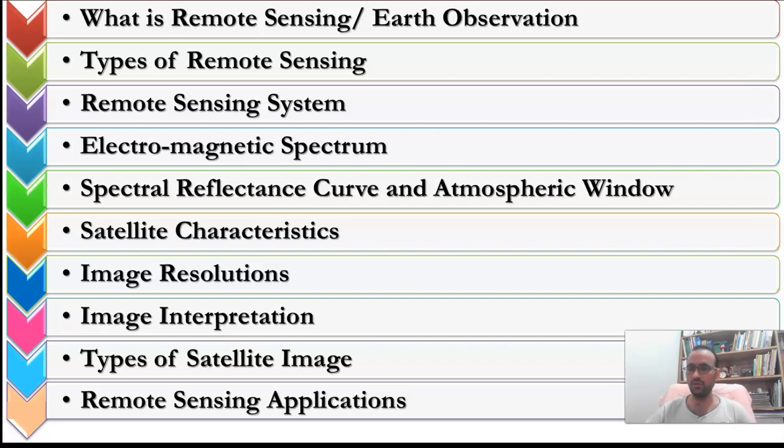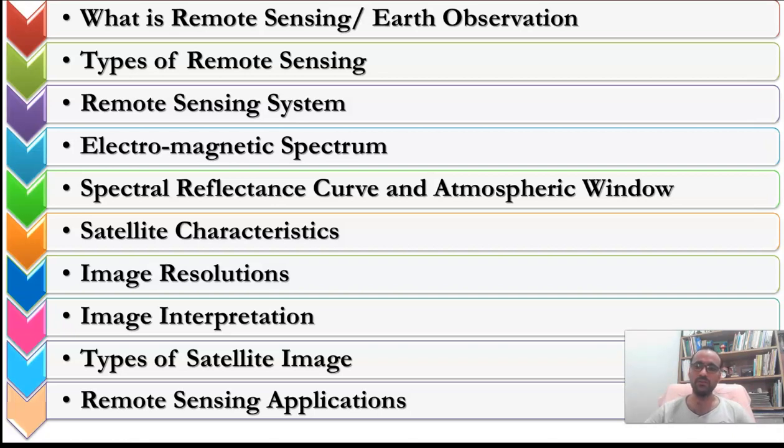Then I will introduce you to the electromagnetic spectrum and what spectrum we can use in remote sensing or different types of remote sensing. And then the most important part, the spectral reflectance curve and atmospheric window, I'm going to introduce. Then satellite characteristics. Definitely we have to know the basics of satellite characteristics before going to learn about the satellite data. And then image resolution. Definitely this is a very important topic also, because as per the application we have to know which kind of resolution is important for different kinds of applications.